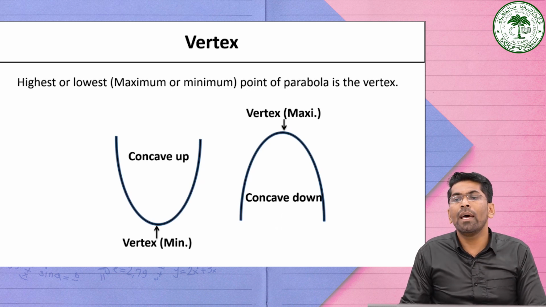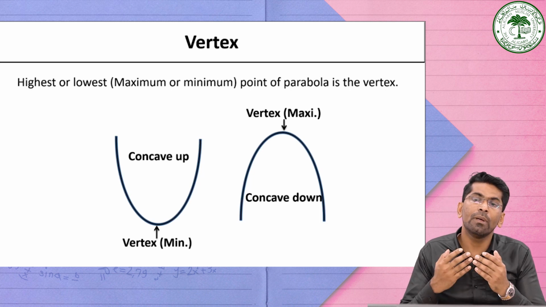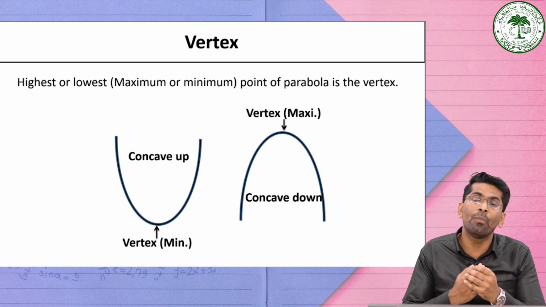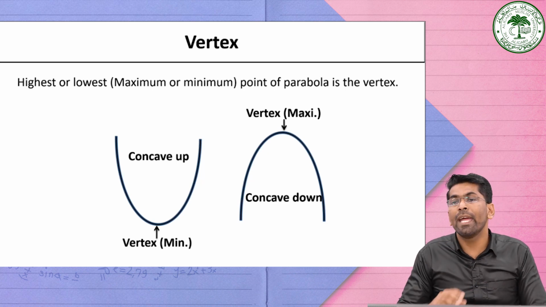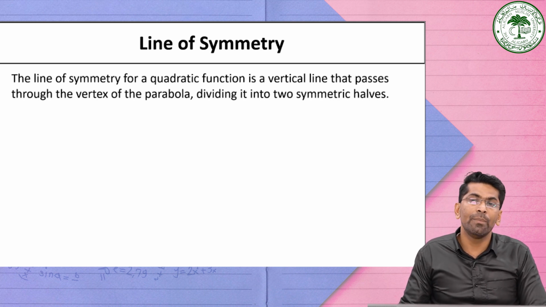But here the question arises: how can we find the vertex point, that is, the maximum or minimum point of a parabola? See, it can be found at the point of the line of symmetry. The next step is to find the line of symmetry. What actually does the line of symmetry mean?